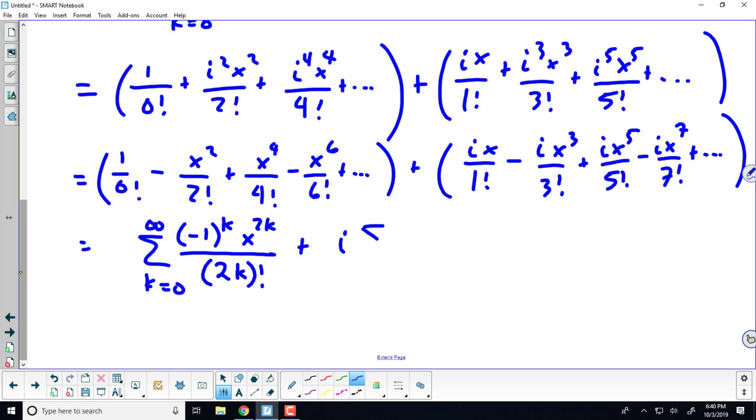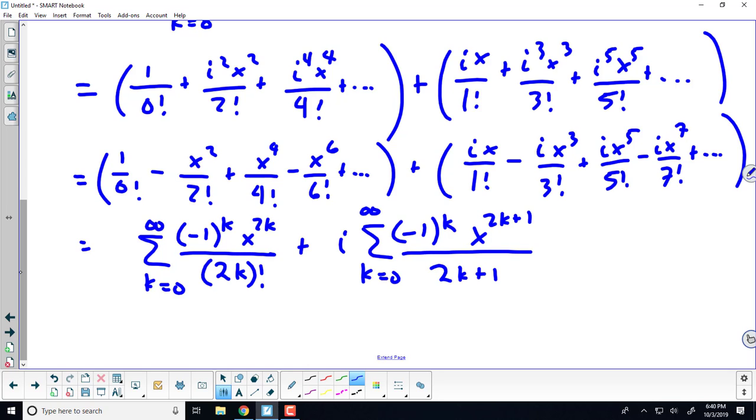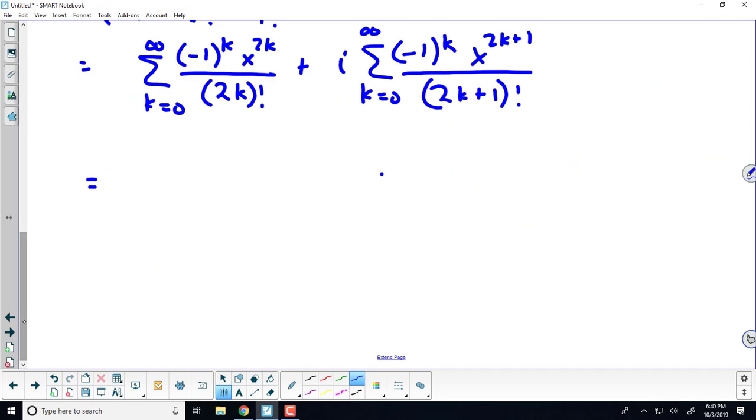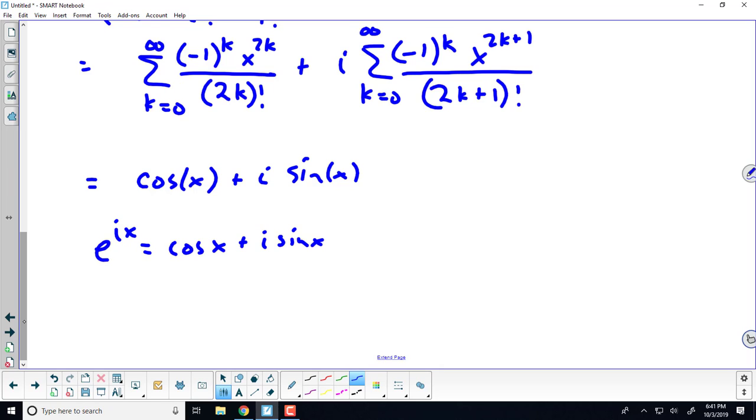Plus i sum k equals 0 to infinity minus 1 to the k x to the 2k plus 1 all over 2k plus 1 factorial. And then as we said, well, that's the power series form of the cosine of x plus i of sine of x. So at long last, we've shown that e to the ix is equal to the cosine of x plus i sine x. Okay.